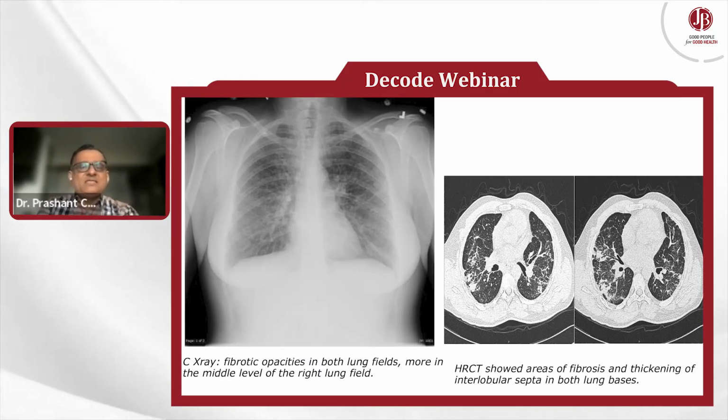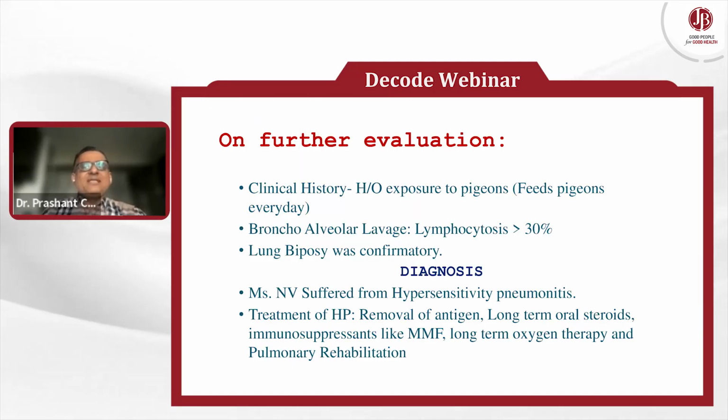And what we see in this young lady is that she has fibrotic opacities in both the lung fields, more in the right, if you could see here, in the right mid zones, and also here on the left side you have these opacities. And when a CT scan is done, it shows areas of fibrosis and thickening of interlobular septa in both the lung bases. So if you look at the clinical history, there's a history of exposure to pigeons. She feeds pigeons every day.